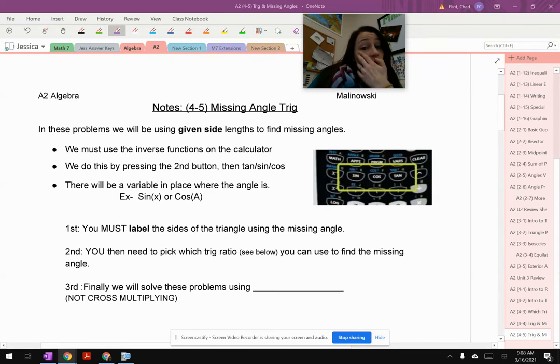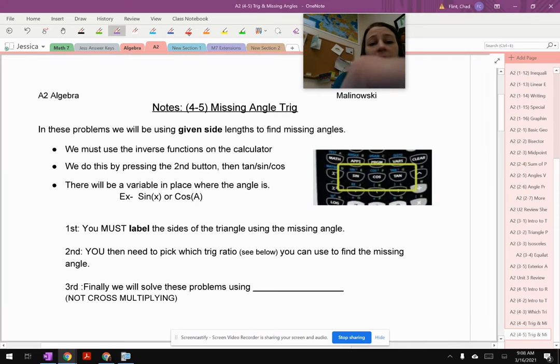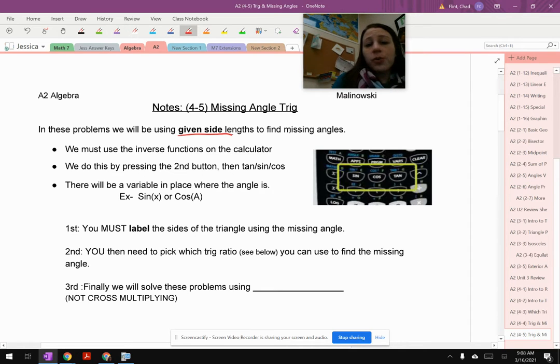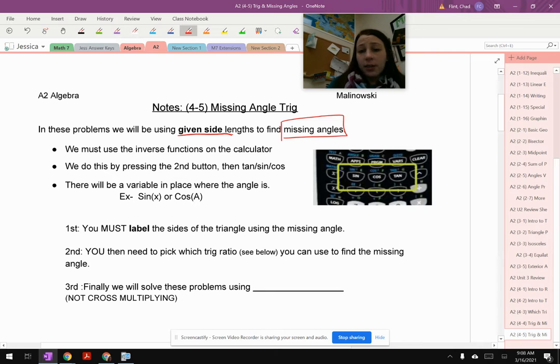Okay, so in this lesson, we're going to be using trig to find a missing angle, which is very similar to using it to find a missing side, except there's an extra button press in the calculator. So we're going to be given side lengths, and we're going to use that to find missing angles.